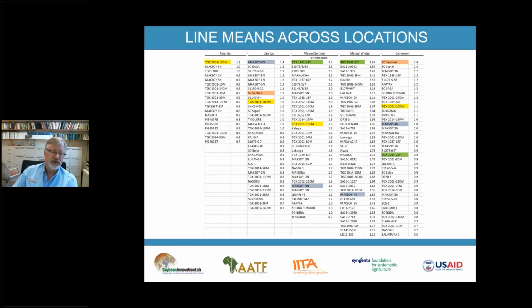As mentioned previously, TGX 1991-22F was the highest yielding line in both the Malawi summer and winter trials, but it didn't do that well in other locations. So again, it's important for us to look at how these lines are doing across environments. And this is something we're going to be doing more research on to see whether we can better predict how lines will do in various environments.